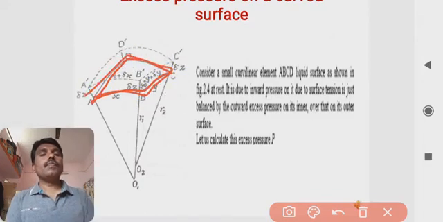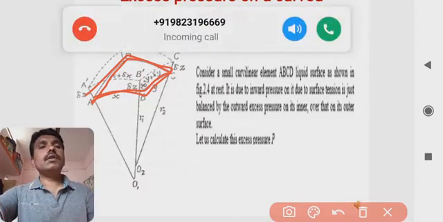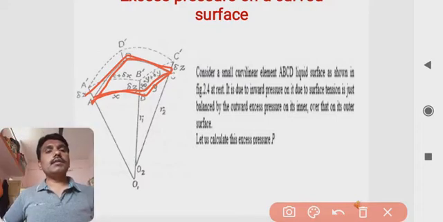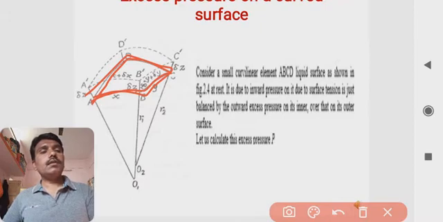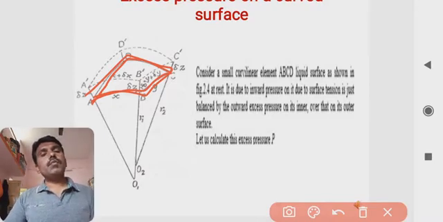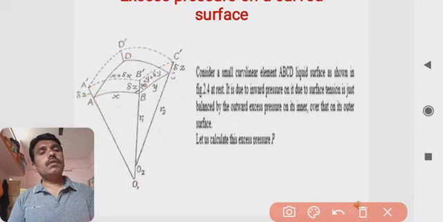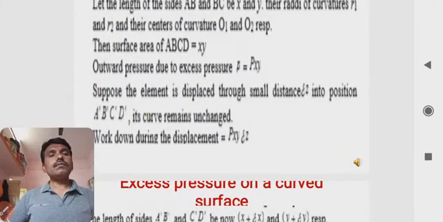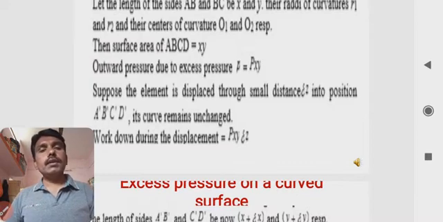This ABCD is the surface area, and it has length x and breadth y. AB has the length x and BC has the length y. So the area of this surface ABCD is nothing but length into breadth, that is xy. That is, xy is the surface area of ABCD.